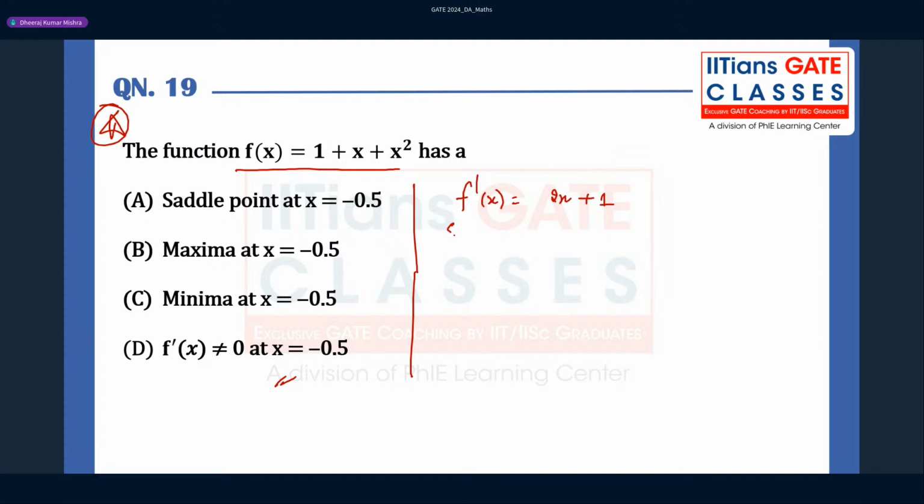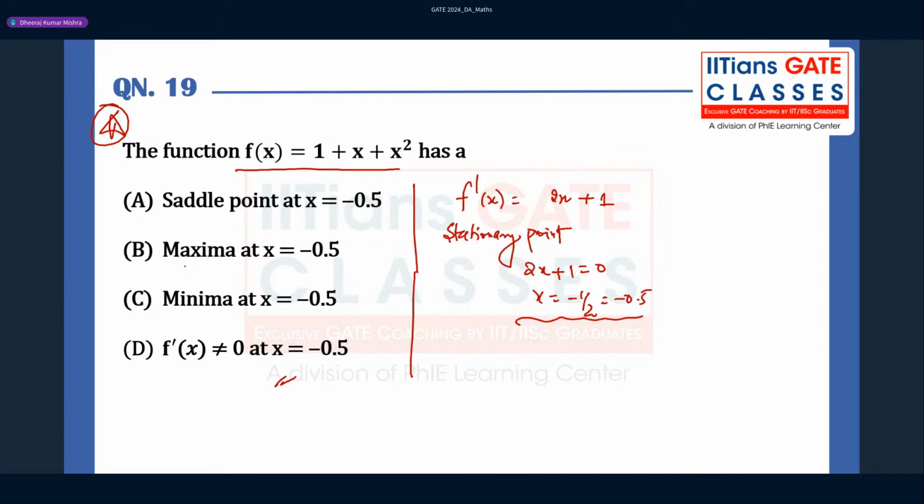In order to find the stationary point, you can equate this, 2x + 1 = 0. So here x is going to be -1/2, which is nothing but -0.5. I believe this is fine till this point. Whenever any function is given and we have to investigate whether it is a minima or maxima, we have to take the first derivative and find the stationary points, or you can say critical points. So x = -1/2, that is -0.5. Only one stationary point is there.